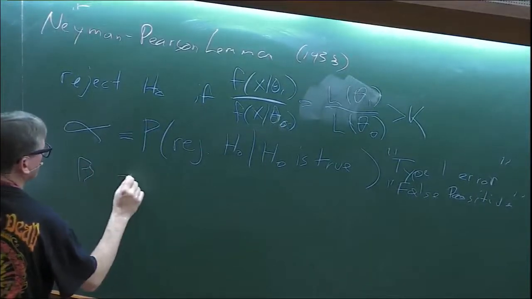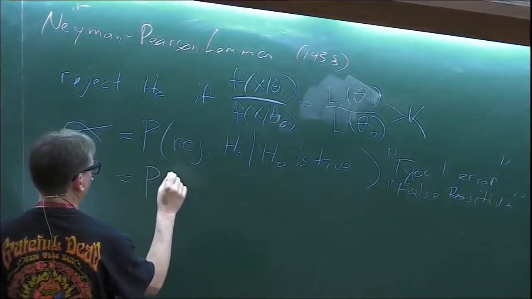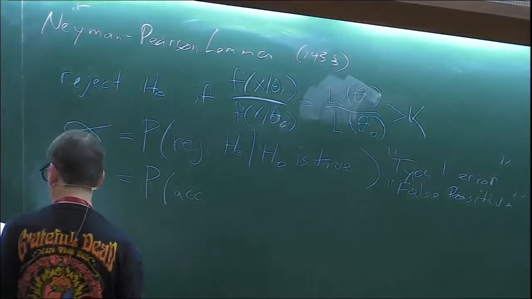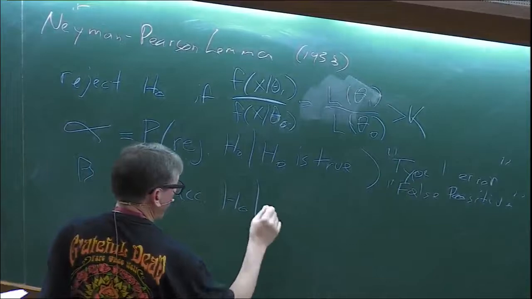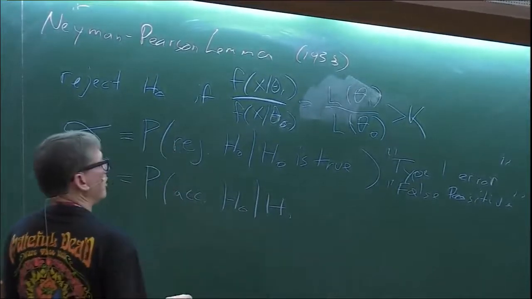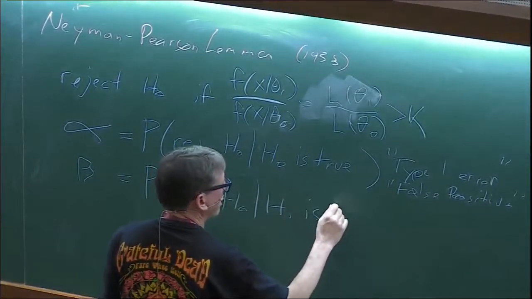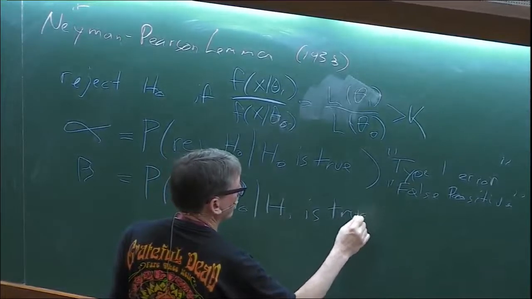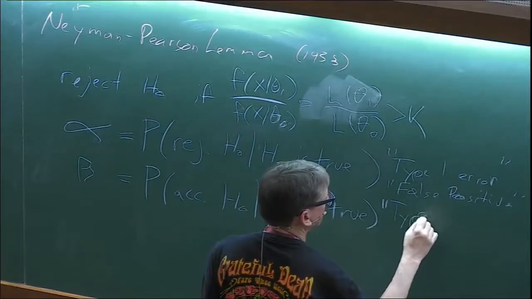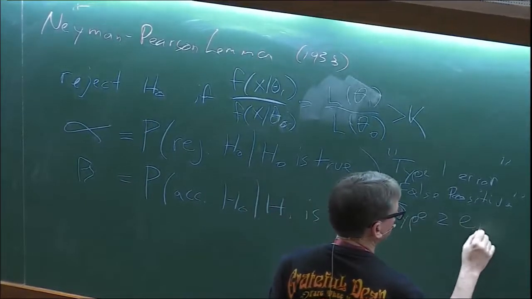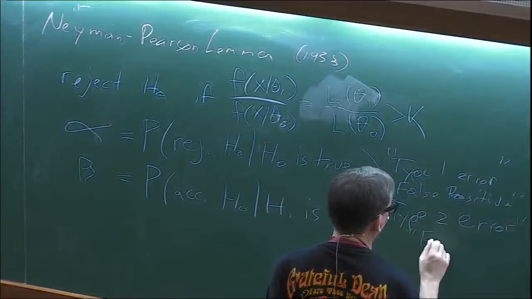Okay, then there's beta. That's the probability that you accept H0, the null hypothesis, but H1 is true, okay? We want to accept H0 if H0 is true, and we want to accept H1 if H1 is true, okay? So this is called a type 2 error, or a false negative.